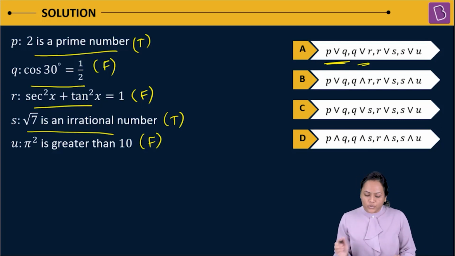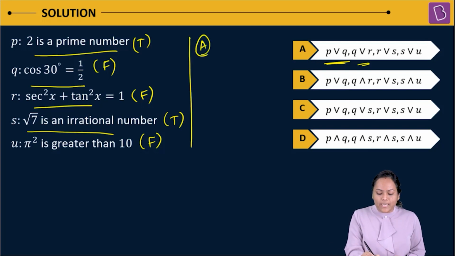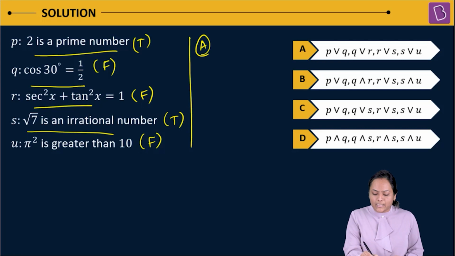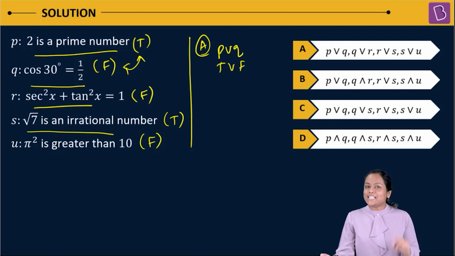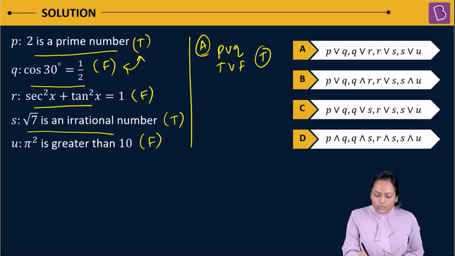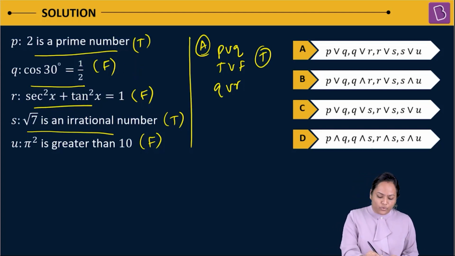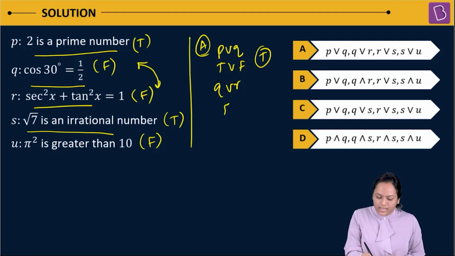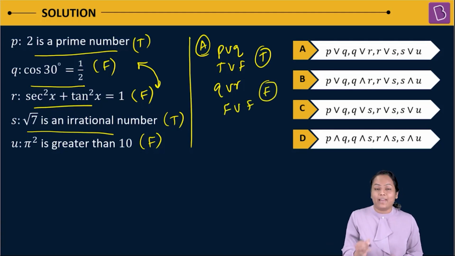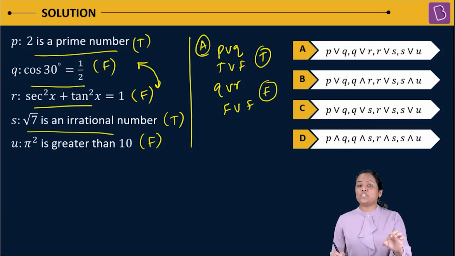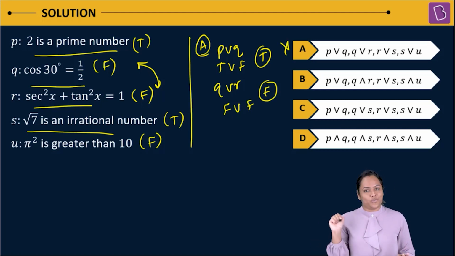Now we have to check for the options. So let's start with option A. So option A, my first part is saying P or Q. So that means I have T or F. So what is T or F, guys? Well, that is true, right? So P or Q is true. Then I have Q or R. What about Q or R? Well, I have Q as false, R again as false. So what is F or F? Well, that value is F, right? So definitely if one is false, the entire cannot be the valid statement. So that rejects option A.